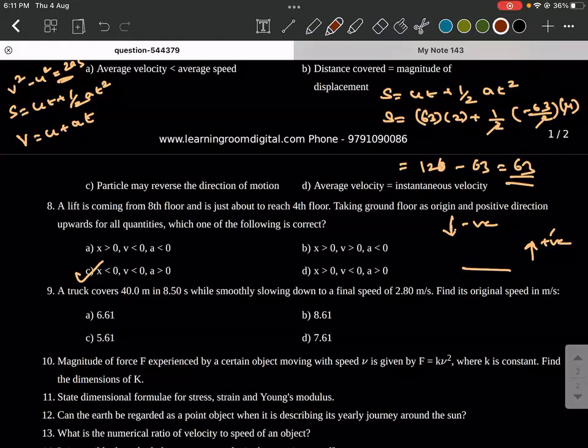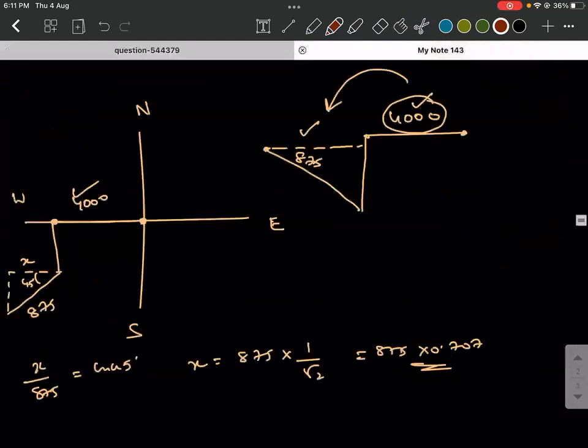So you need to apply two formulas. What are they? Distance by time, because the object is decelerating. First, why apply V is equal to U plus AT? Because they have given final velocity and they have given you time. So you first collect the data.